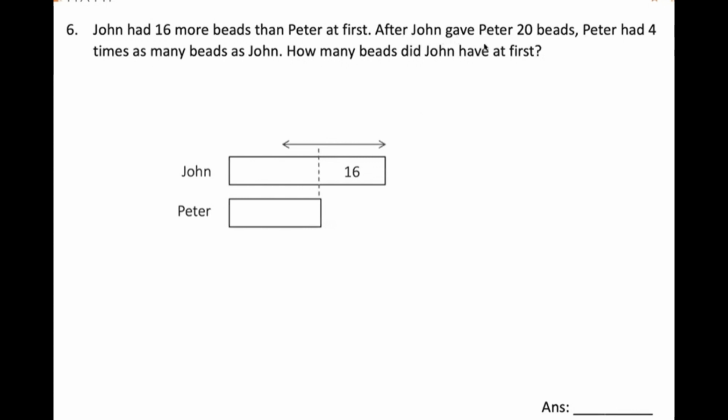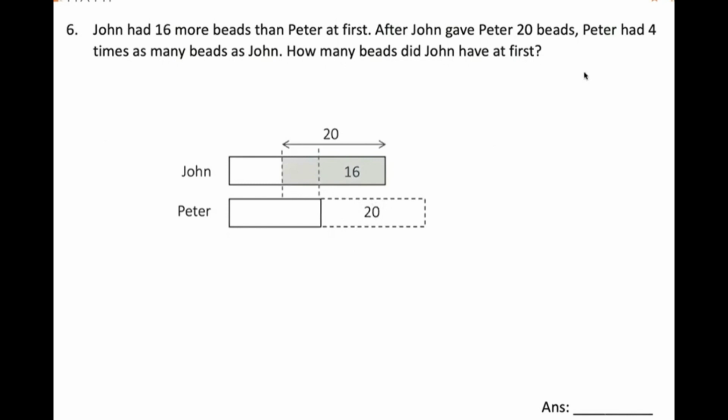John gave Peter 20 bits. So I'm going to cut 20 from John. Okay. And this will be 1 unit. And then give this. So when you draw this part that you are going to give to Peter, try to draw about the same length. So this will be 20.